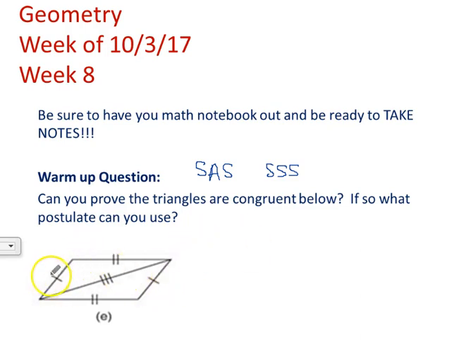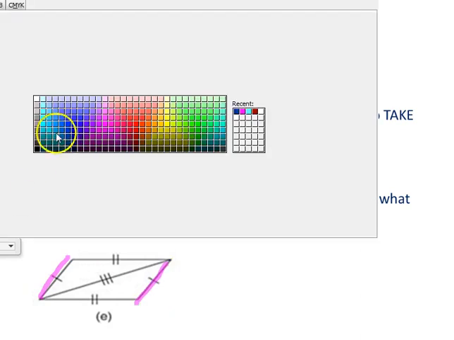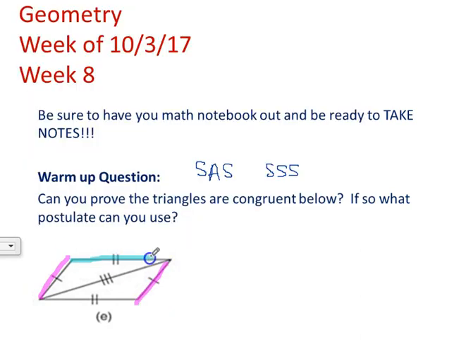So I see that we've got one tick here and one tick here, and that shows me that these two legs are congruent of these two different triangles. Then I see that there's two ticks on this leg and two ticks on this leg. That shows me that those two are congruent.